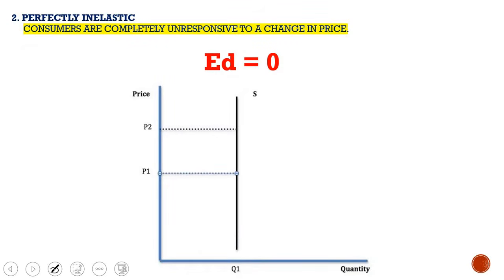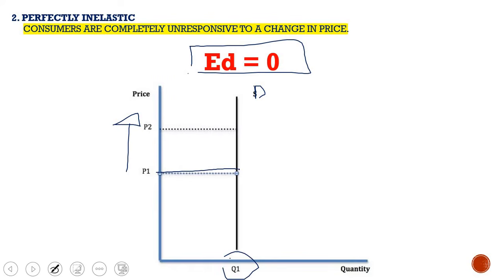Then you have perfectly inelastic demand. Here, consumers are completely unresponsive to a change in price. So your E of D is equal to 0. If price had to increase from P1 to P2, the quantity demanded would stay the same. At P1, it was that amount. At P2, it's still going to be that amount. So when you draw a perfectly inelastic graph, it's a straight, vertical line. Your quantity demanded does not change with a change in price.